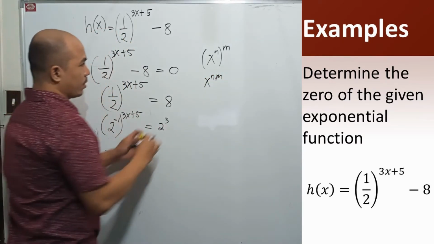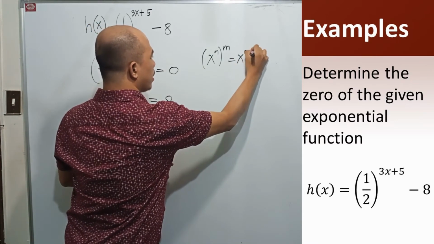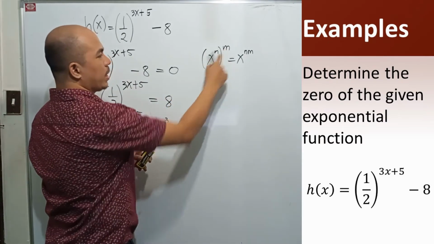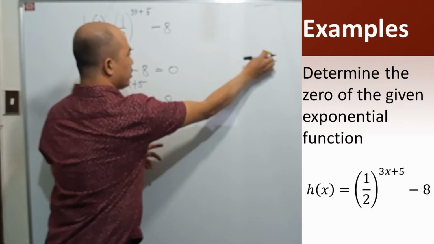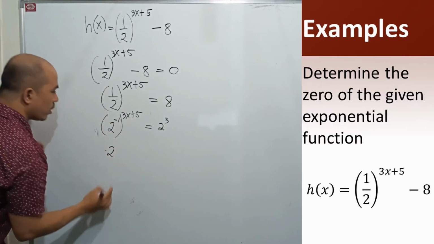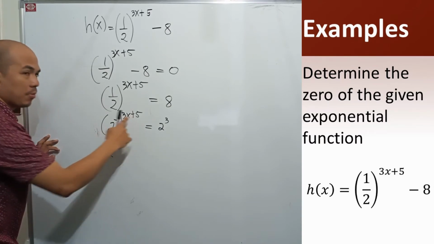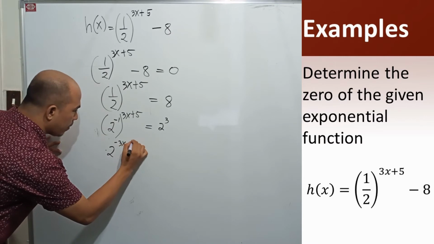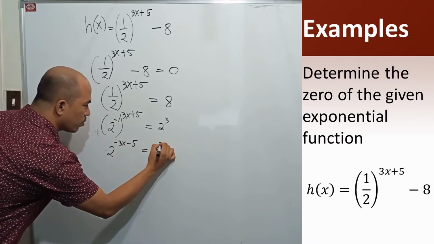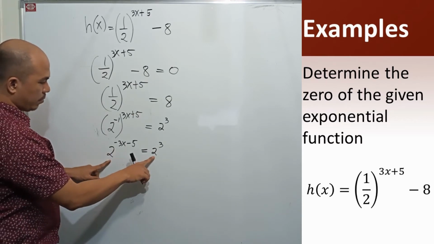Ayan, ilagay natin: equals x raised to n times m, or mn. Di ba? Ibig sabihin lang, pag imultiply natin silang dalawa. Okay. So, we have negative 1 times 3x, so that is 2 raised to negative 3x. Then, negative 1 times positive 5, that is negative 5, equals 2 cubed. Okay? So, we have now, parehas na yung base natin.